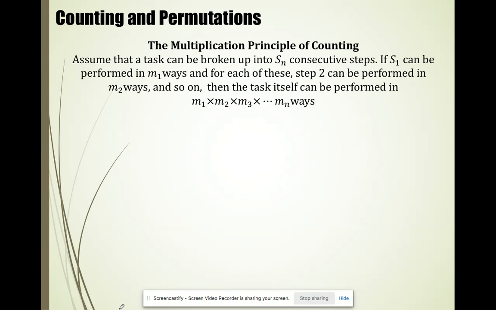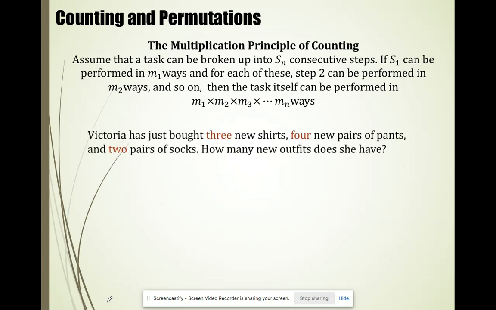So discrete mathematics, I have a discrete task, and I can perform that task in so many steps. Those are discrete things, discrete situations. So I can make this sound so fancy. Assume a task can be broken up into S sub n consecutive steps. If S sub 1 can be formed in N sub 1 ways, blah, blah, blah. Here's what I mean by this. Here, Victoria has bought 3 new shirts, 4 pants, 2 socks. How many new outfits does she have?